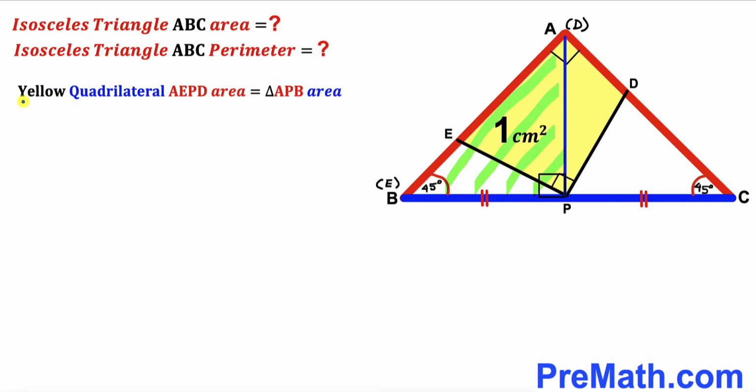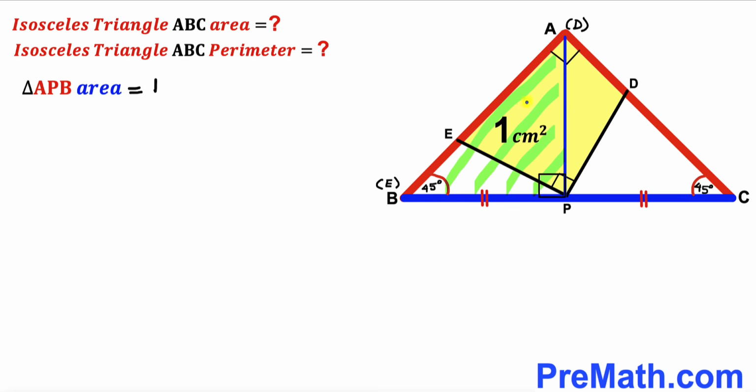So therefore we conclude that this yellow quadrilateral AEPD area is going to be equal to the area of the right triangle APB. And since the yellow quadrilateral AEPD area is 1 centimeter square, we conclude that this triangle APB area is going to be 1 centimeter square as well.